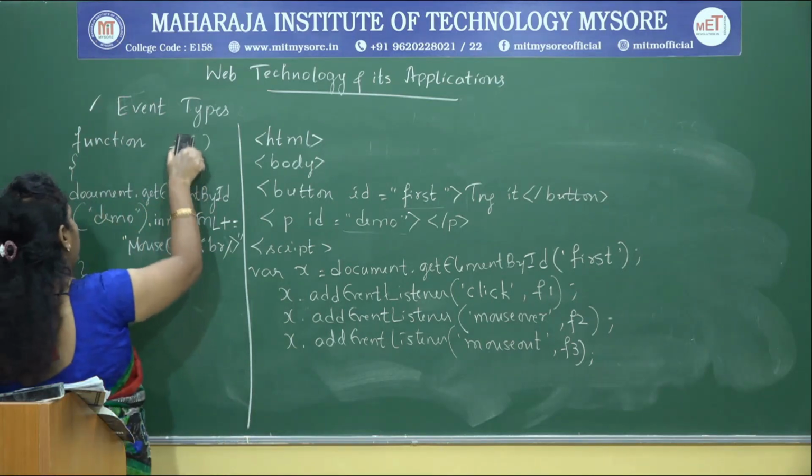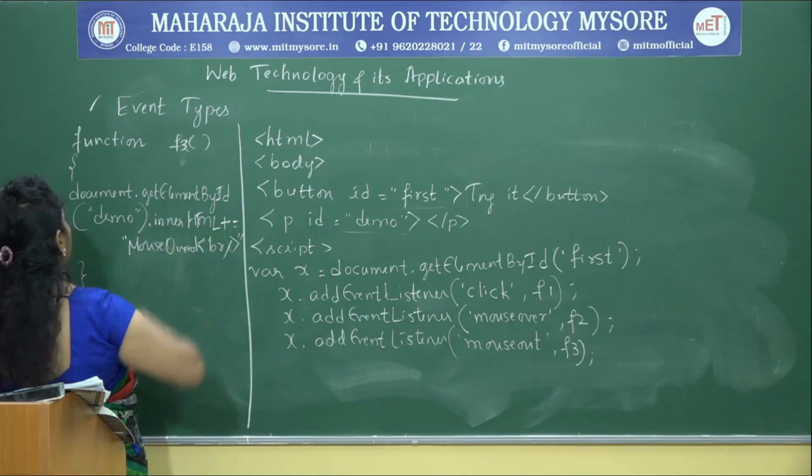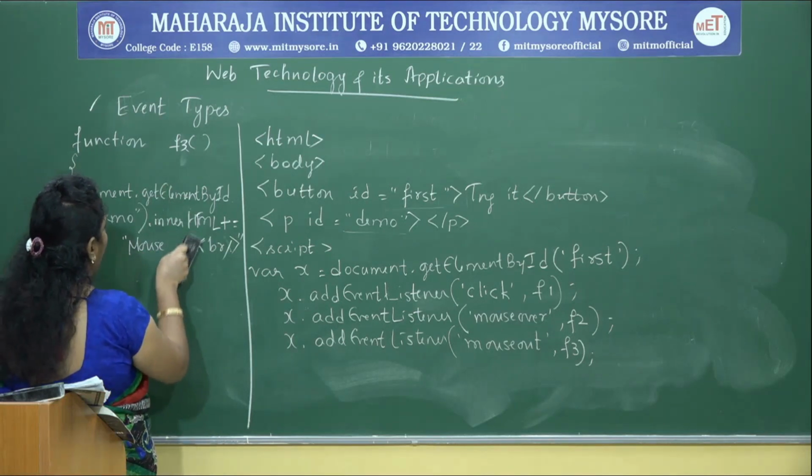Also for function3, in this way, what is that activity? Mouse out.